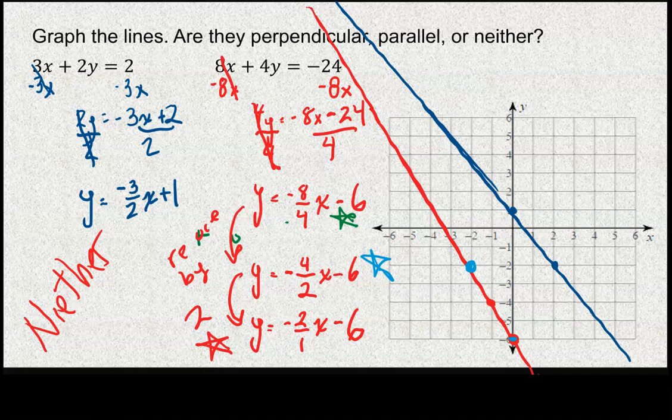This time I'll go up 8, left 4. 1, 2, 3, 4, 5, 6, 7, 8. Then 1, 2, 3, 4. Alright, my straight edge was fighting me there. But if you notice, they're all on the same line.